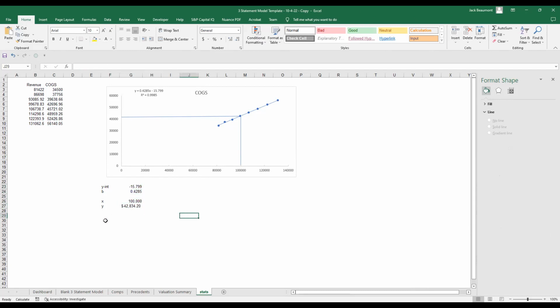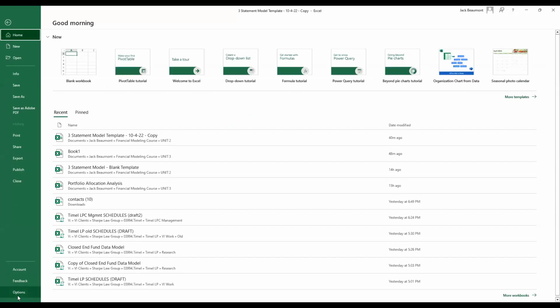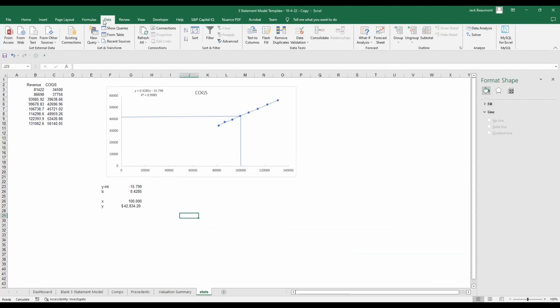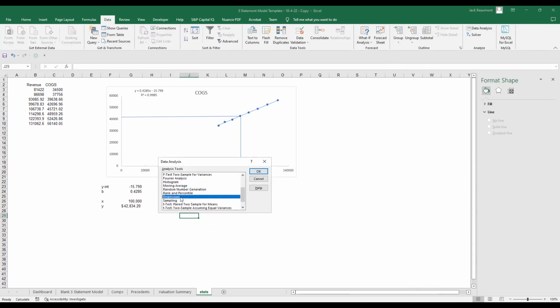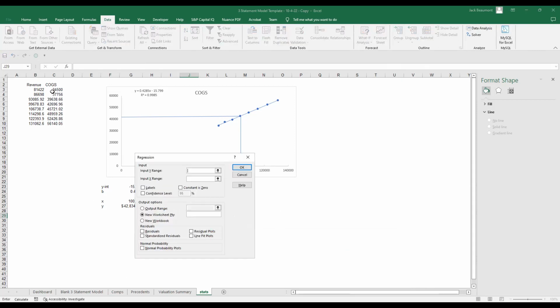Now I'm going to show you one other way you can do this. Go to Data, and you might have to add this in, so I'll show you how. Go to Options, Add-ins, and add the Analysis ToolPak. Then click OK, and you'll find that you have Data Analysis here. Hit Data Analysis and go to Regression. Remember, our y is our dependent variable, so that's cost of goods sold, and x is going to be revenue.